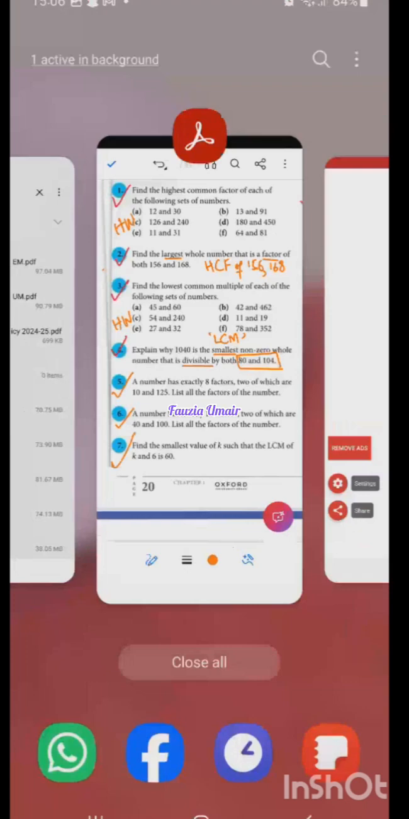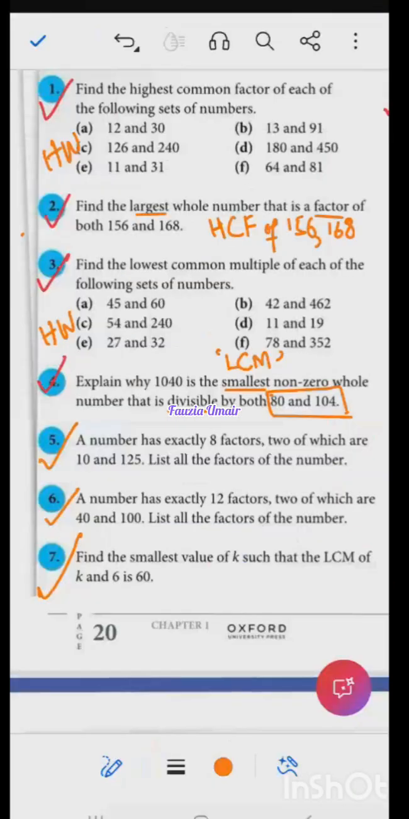So now let's look at the fifth question. Now the questions are changed a bit, you know. So question number 5 is: a number has exactly 8 factors, 2 of which are 10 and 125. We need to list all the factors of that number. हमें वो number नहीं पता, लेकिन हमें ये पता है कि there are 8 factors and 10 and 125 are the factors of that number. ठीक है? So how we are going to find out? Basically, we are going to write it down like this.